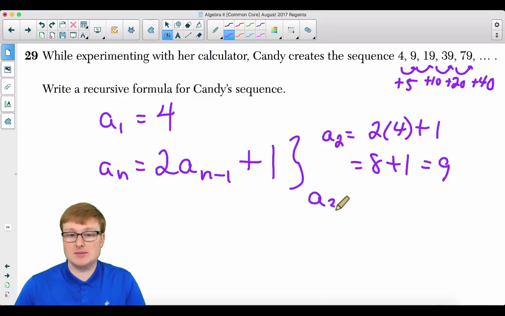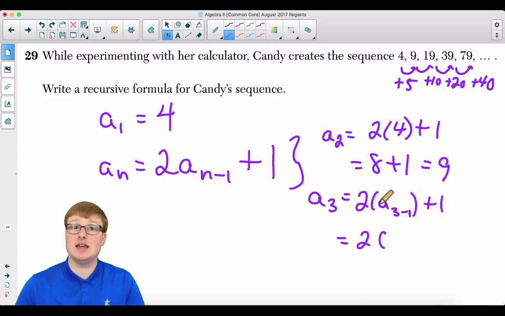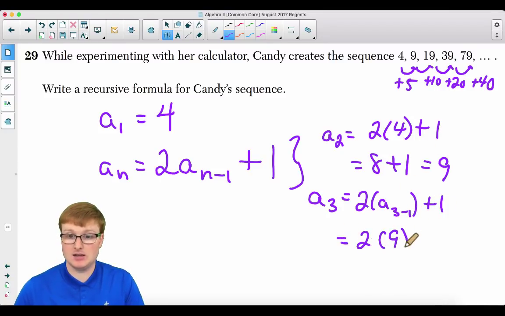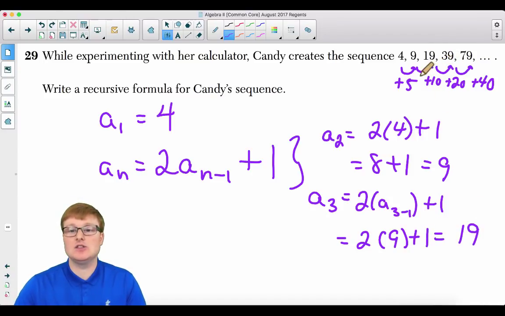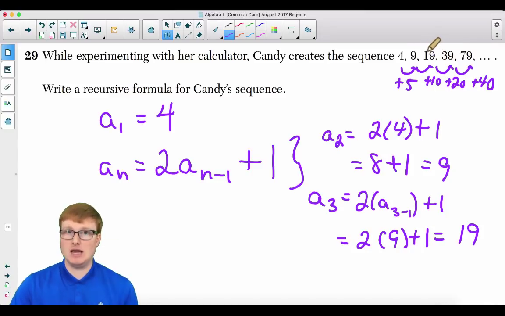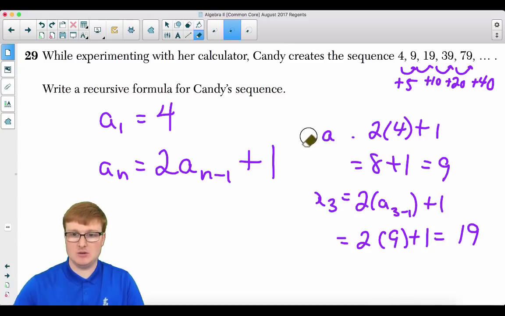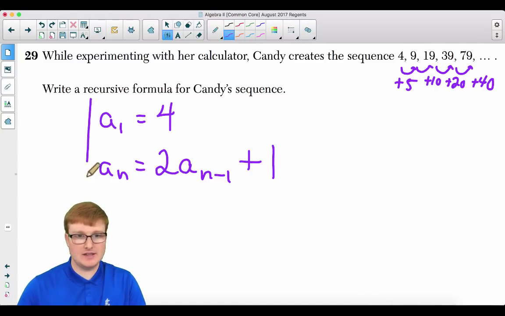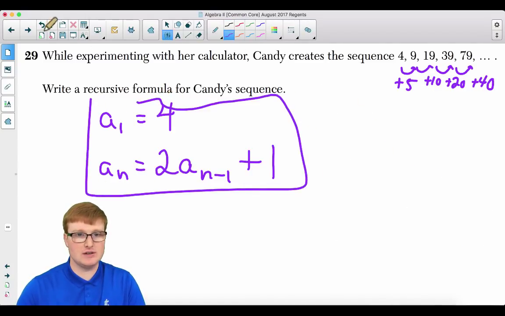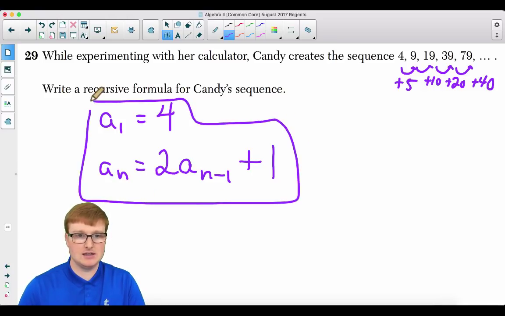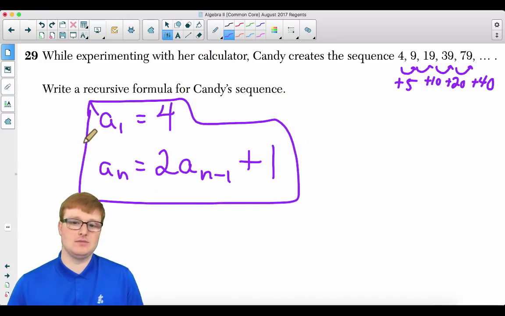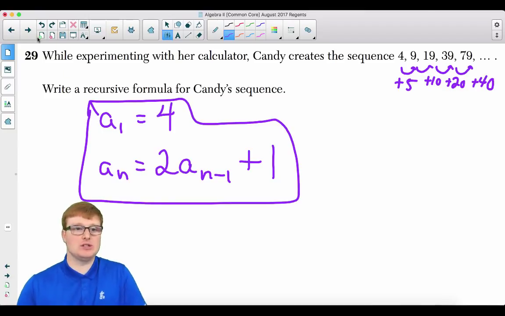And if you don't believe me, let's try a sub 3. A sub 3 is just going to be 2 times a sub 3 minus 1 plus 1. That's just 2 times a sub 2, which is the number 9, plus 1. That's just 18 plus 1, which is 19. You see what they're doing here? They're taking the previous term, multiplying by 2, then adding 1. And we just confirmed that using our knowledge. So we know for sure that this is actually the recursive formula that Candy is looking for. That was a hard recursive formula to do on a part 2.